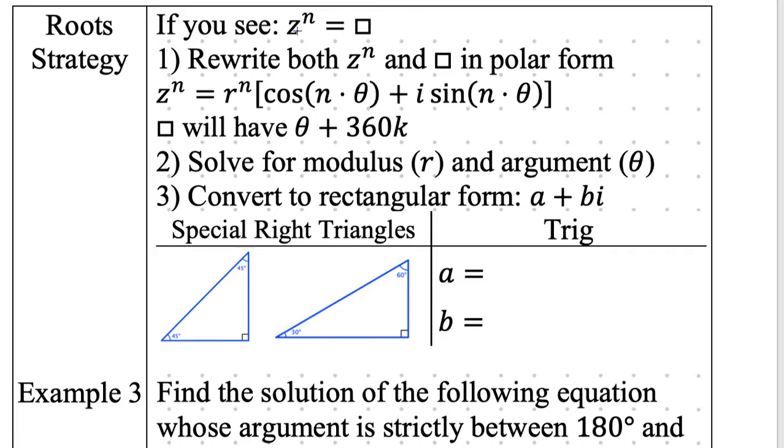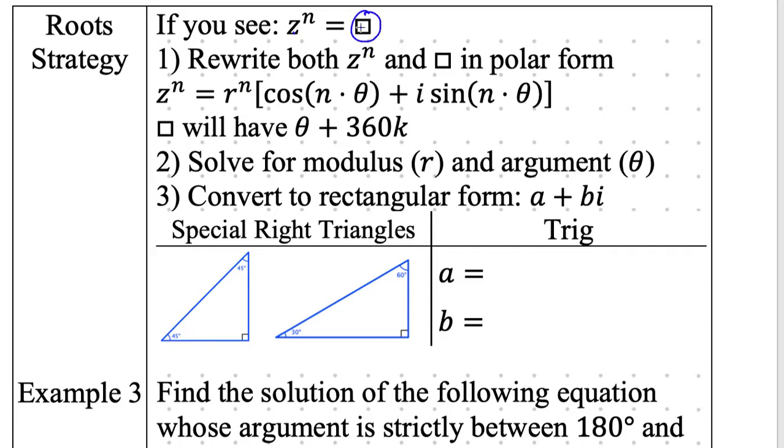If you see this form, z to the power of n is equal to some number or some i, then you are going to be doing roots. You need to first rewrite them both in polar form. So this is how you write polar form. The z to the n, this stuff on the left-hand side, is rewritten like this. So the left-hand side looks like this exactly every single time. It's going to be the same thing, except your n is going to be a different number, like 5. So that's going to be a 5, that's going to be a 5, that's going to be a 5. But it's the same thing over and over for the left-hand side, aside from the fact that n changes to a number. So far, so good.